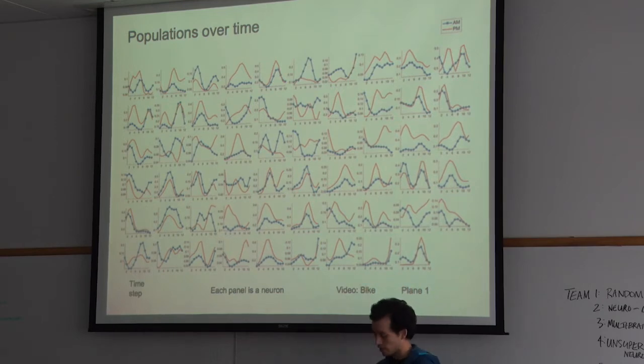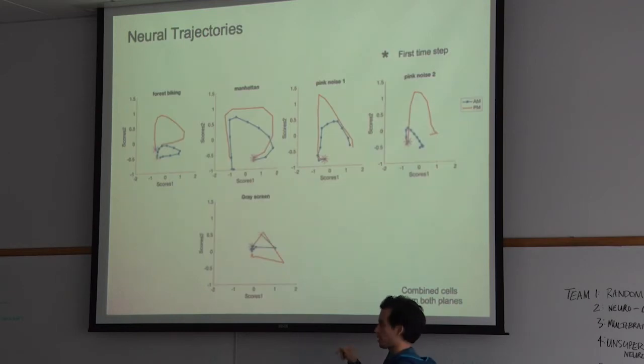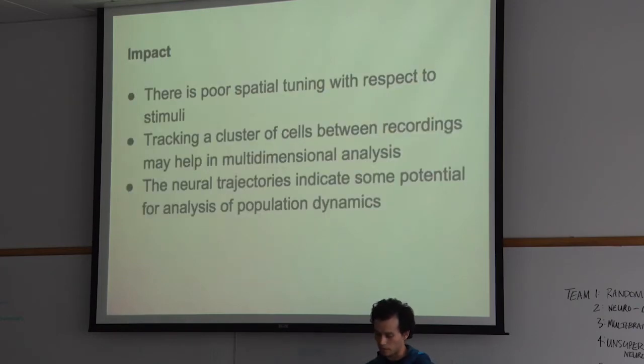But we wanted to summarize this, so we plotted the neural trajectories. Here I'm showing a neural trajectory fitted for both planes of data. So I combined the cells, and we can see that the PM condition is reaching, and there are more differences in the neural trajectories that we can observe. It's covering more of the subspace.